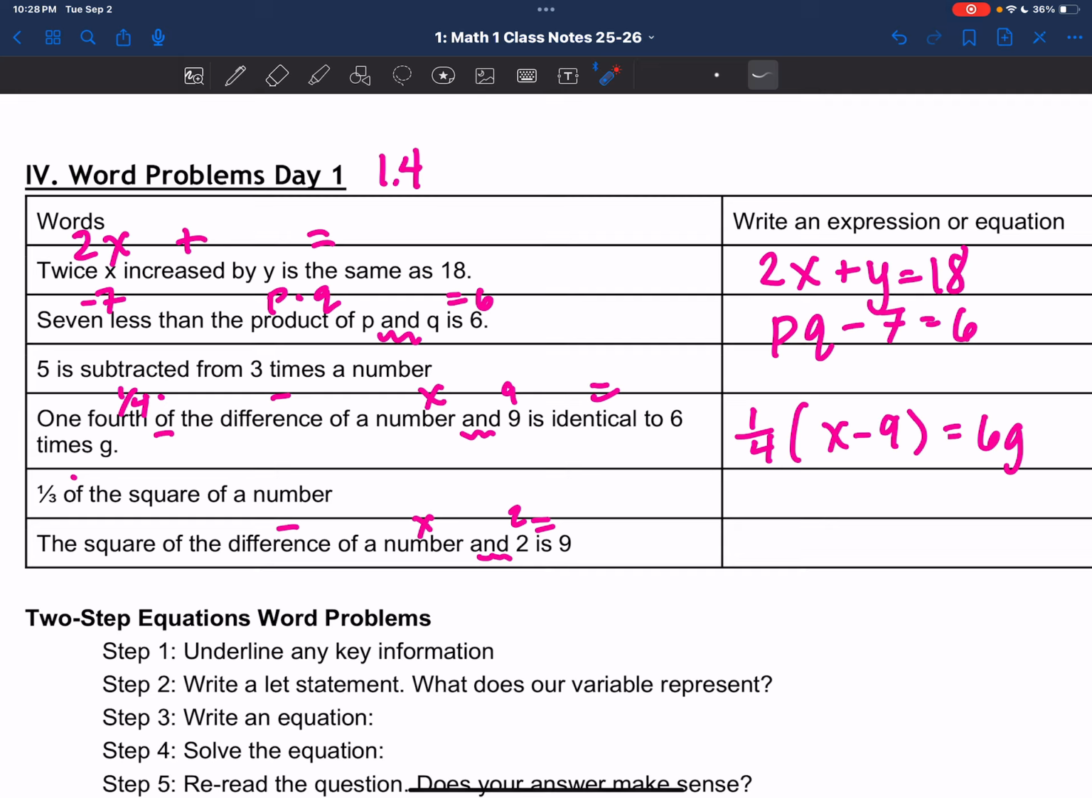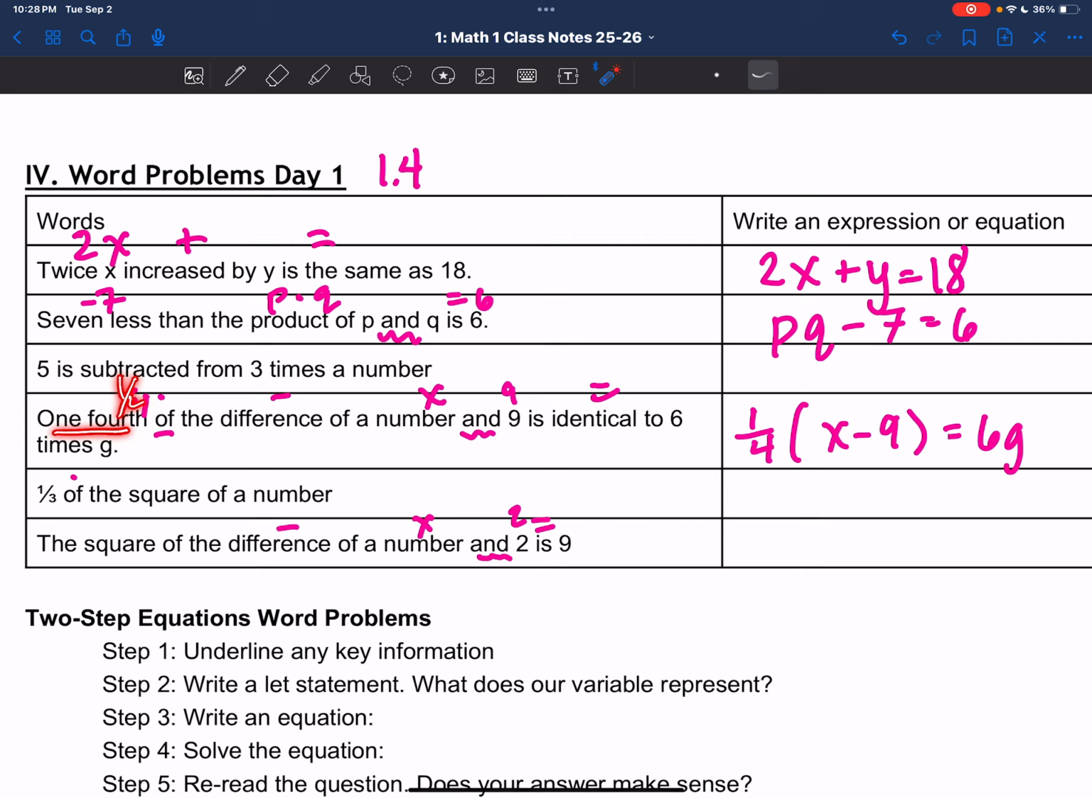So 7 less than the product, so product means you're multiplying, of p and q. So when you see this and you have that and right there, that's where you're going to put your symbol. So P and Q is P, Q, is 6. All right, I want you to try that one. Let's look at this next one.